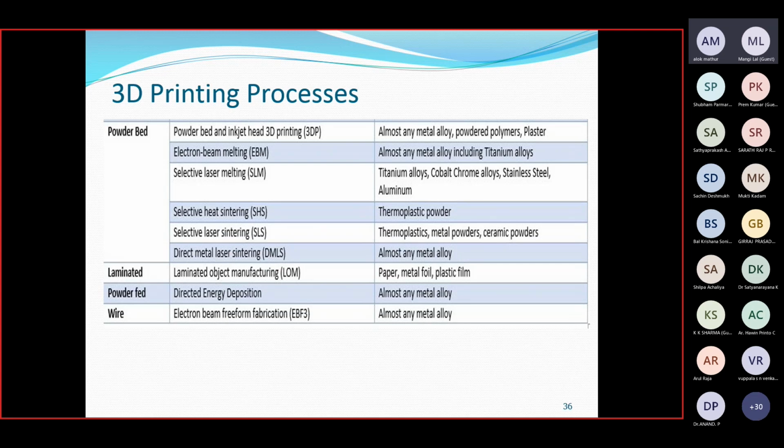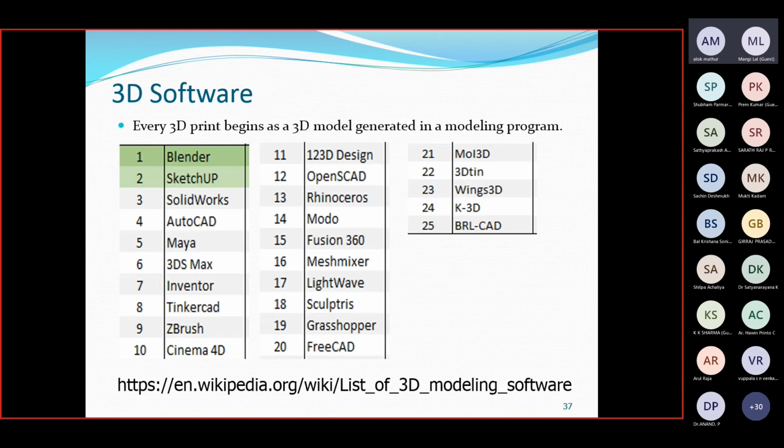Okay, so 3D software is there, and every 3D print begins with 3D model generation, and then that model will be converted into 3D objects. That part we have already discussed just before this in this session itself. Now, 3D model generation is there.